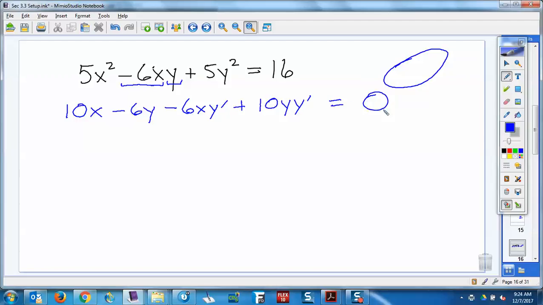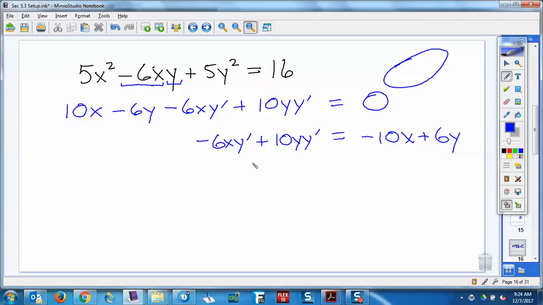Okay, now what are we trying to get at the end? Y prime by itself. Now we got two y primes. Well, that's okay. All we need to do is leave the y primes on one side and all the other stuff on the other side. So I'll leave them here. I'm going to move those other things over here. So I'll have negative 10x plus 6y over here. I'll have negative 6x y prime plus 10y y prime over here. Make sense?